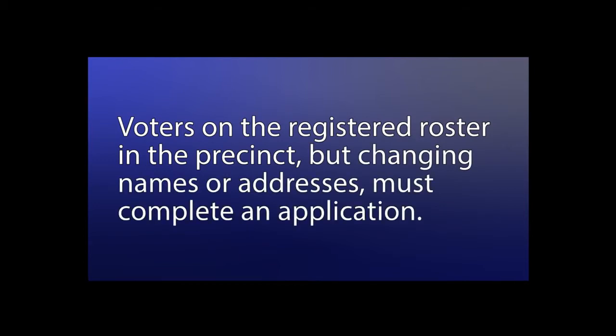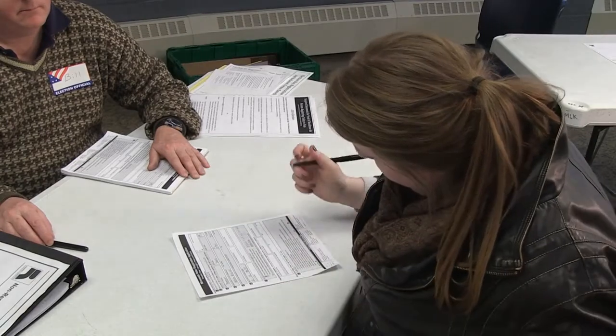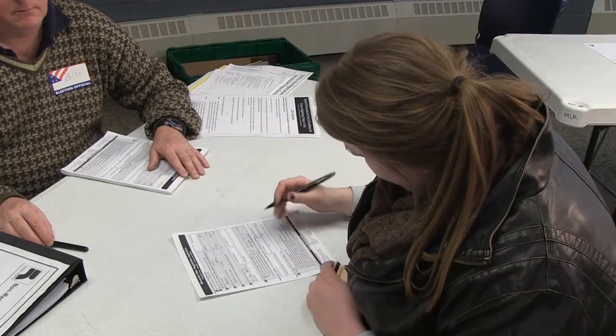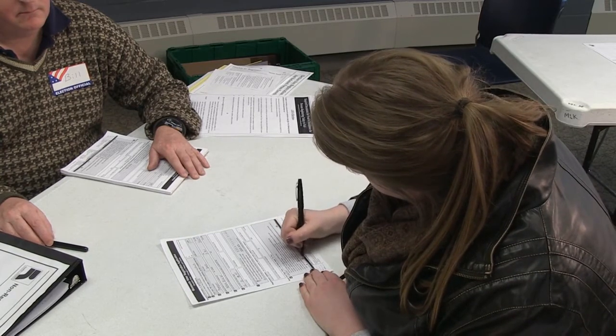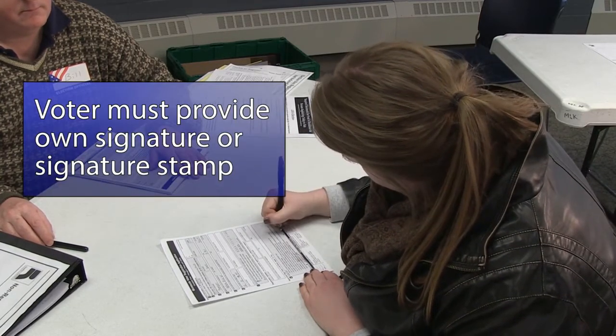complete an application. The voter should complete her own registration application, but can request assistance from a friend, family member, or an election judge if needed. The voter must always provide her own signature or signature stamp.